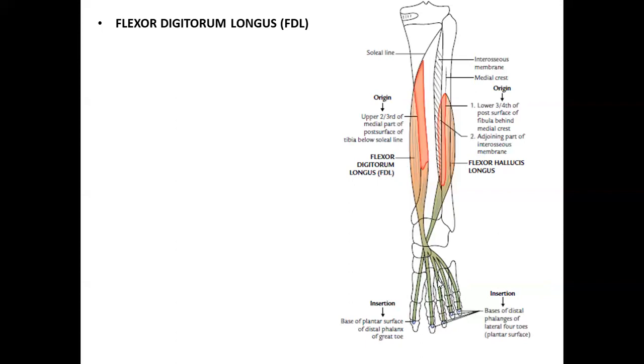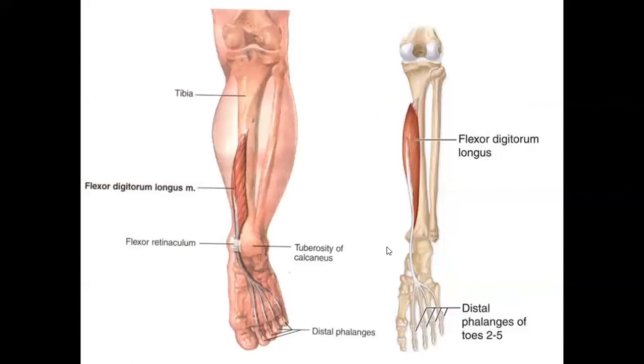इसका क्या काम होगा? It will plantar flex the lateral foretoes का plantar flexion करेगा. इसके साथ साथ plantar flexion of the ankle joint भी करेगा. And it also maintains the medial longitudinal arch of the foot. Three main functions of this muscle. So this is the flexor digitorum longus.